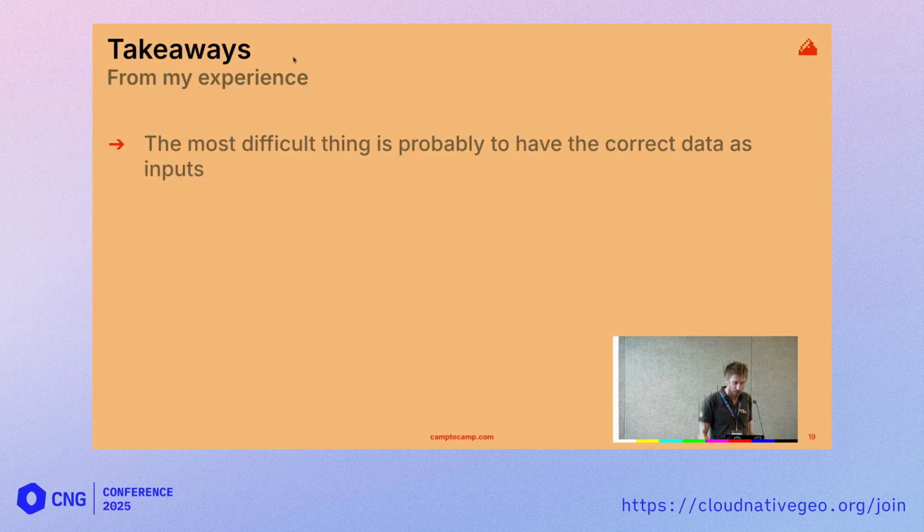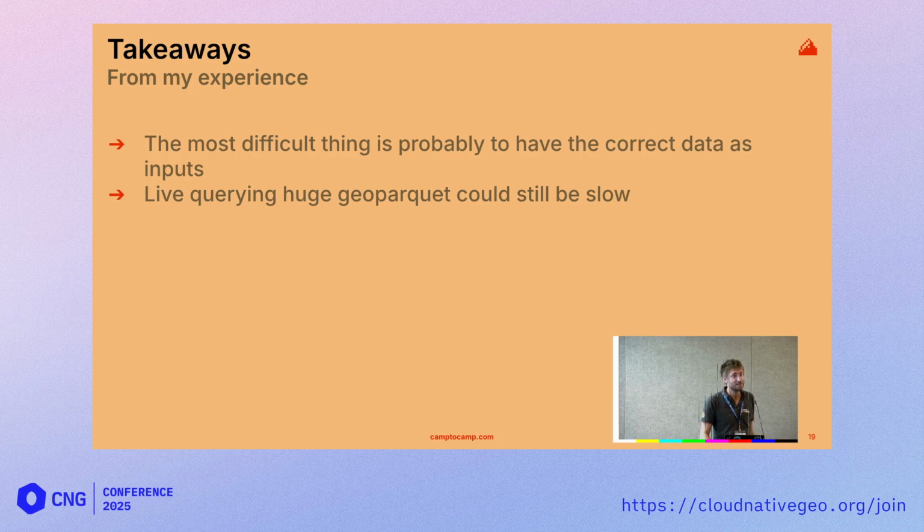So just the takeaway, if you want to make a beautiful application, you need to find the data. I don't know the best catalog to find the best GeoParquet or cloud-native vector data, so I would like to know more about that. Still, live querying huge GeoParquet is slow. I don't know, what do you think? Is copying locally a good option, or does it kill the purpose of cloud-native stuff? I'm really curious about what you think.